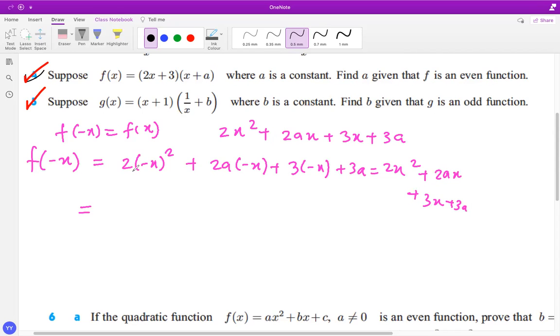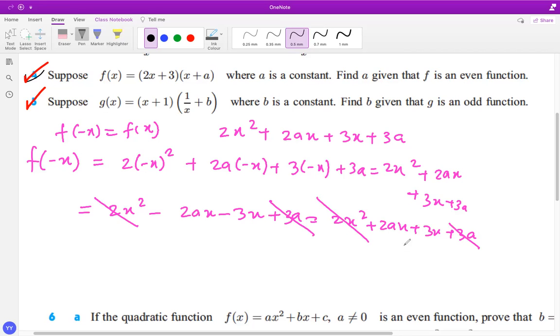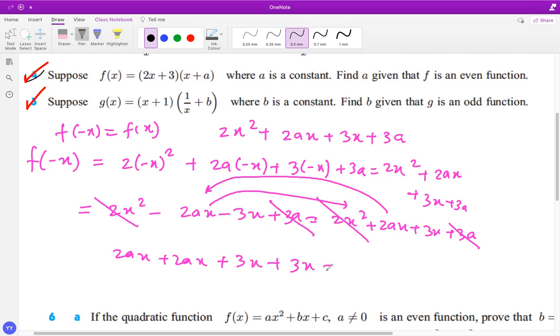So if you simplify the left side, you get 2x squared minus 2ax minus 3x plus 3a, and it is equal to 2x squared plus 2ax plus 3x plus 3a. So 2x squared cancels, 3a cancels, and we are left with 2ax here and 3x here. If you bring it to the left side, you get 2ax plus 2ax plus 3x plus 3x equal to 0.